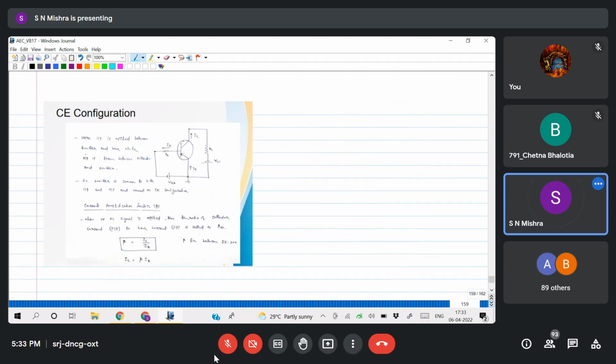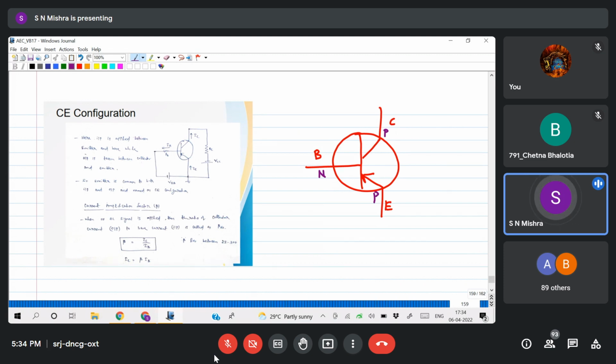Now we'll go for the common emitter configuration. If you draw the common emitter configuration, first orient the transistor such that the emitter terminal is at the bottom side. Again I am taking a PNP transistor. So this is your emitter at the bottom side, this is the collector, this is your base. Now this is P, this is N, this is P. So the collector base junction should be reverse biased, and the emitter base junction should be forward biased.